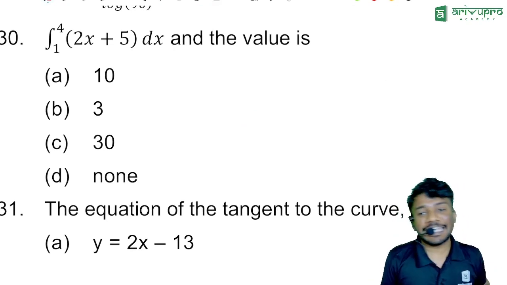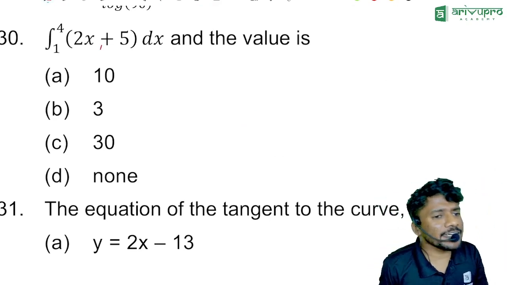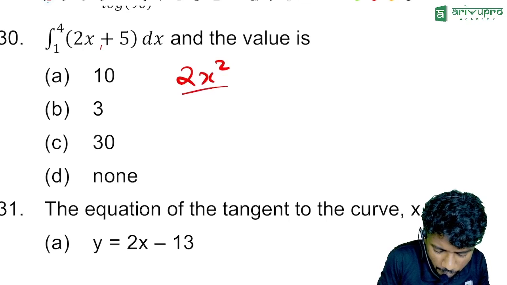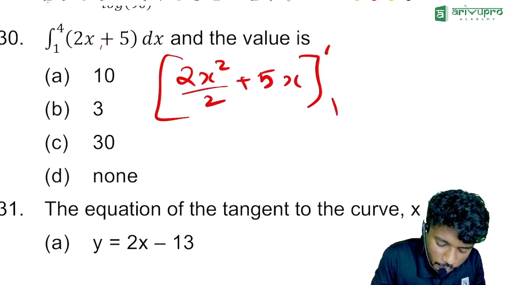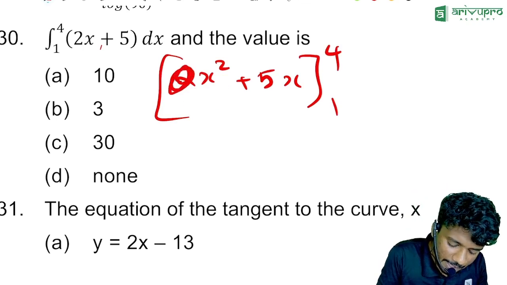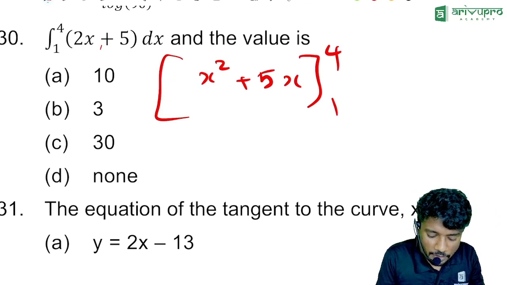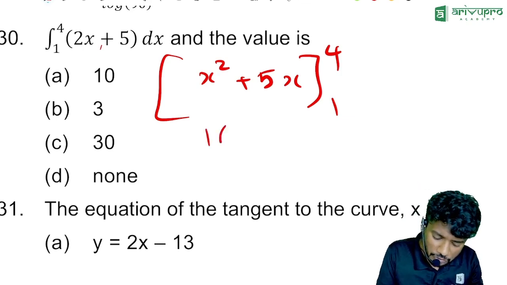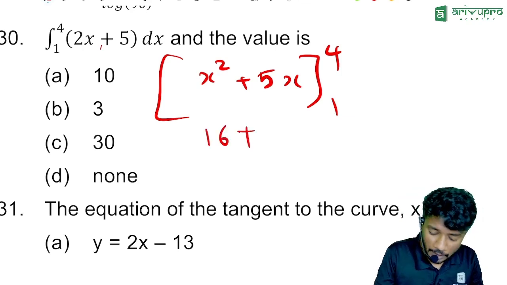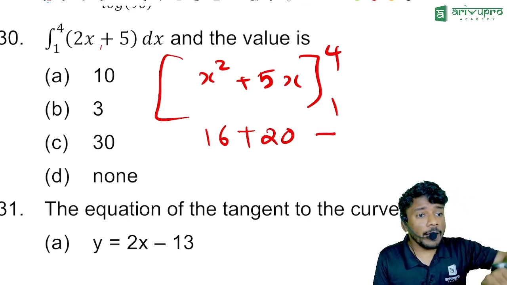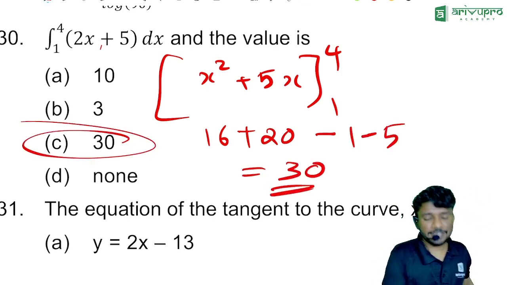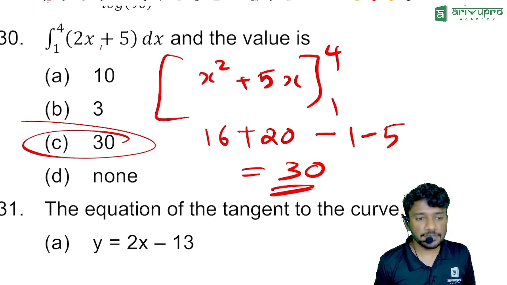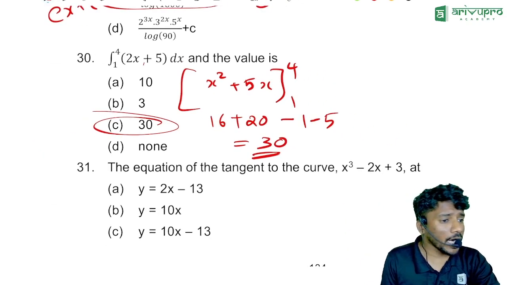Now, can you solve it? Very basic question. Integral 2x plus 5. What is integral 2x plus 5? Can I write it as 2x square divided by 2 plus 5x? The limit is 1 to 4. So 2 and 2 will get cancelled off. Now I am applying the limit. So 4 square is how much? 16 plus 5 into 4 is how much? 20 minus, if I apply the lower limit, that is 1 minus 5. Answer is how much? 30. Option C. Can I go for the next one?